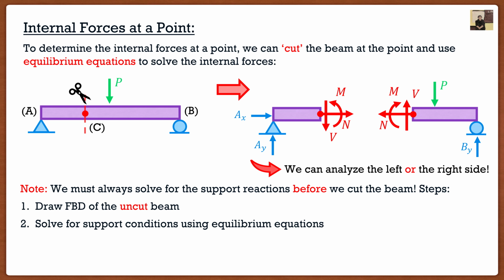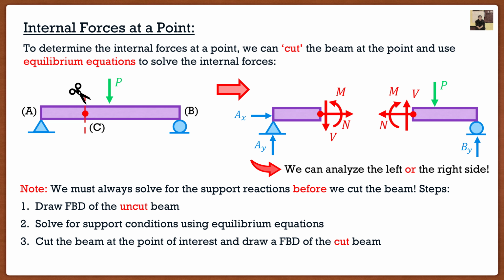So once I decide where my cut is going to be, in this case it's going to be C, then I cut the beam and I draw another free body diagram. So this would be the free body diagram on the right side over there. From there, I can use my equilibrium equations yet again to determine those three internal forces. So it's actually fairly simple.